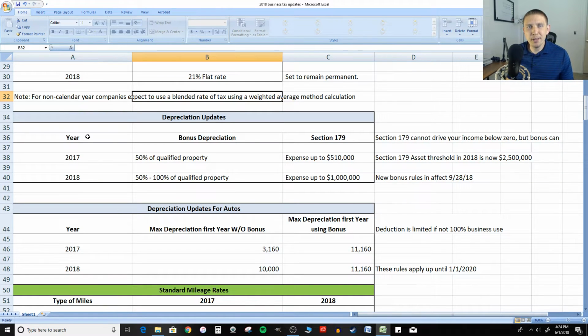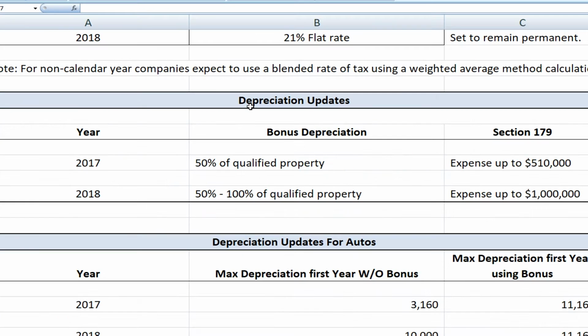Couple of depreciation updates real quick, guys, and there's a lot of them, but I've just condensed some of the main ones down. And remember, there's links to all of this stuff down below that will lead you to a lot more information, but you're going to see that at the end of the spreadsheet here. Okay, guys, here's some quick depreciation updates, which I think you should know about.